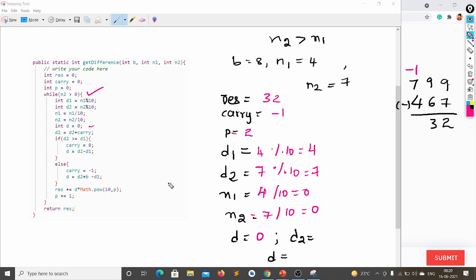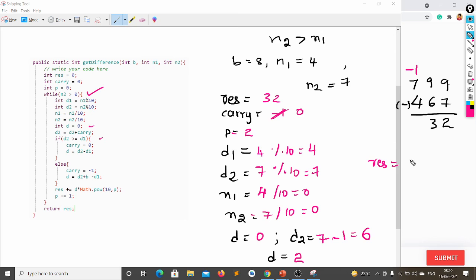So D2 will be D2 plus carry. What is my D2? 7. What is my carry? Minus 1, meaning 6. And what will be my D? D2 minus D1, 6 minus 4, that is 2. Here see, D2 is greater than or equal to D1. 6 is greater than or equal to 4, so it enters this if condition. Carry will be 0, and D will be D2 minus D1, 6 minus 4, 2.